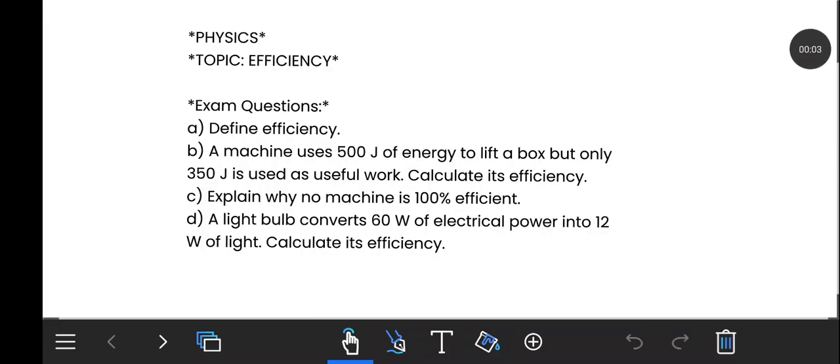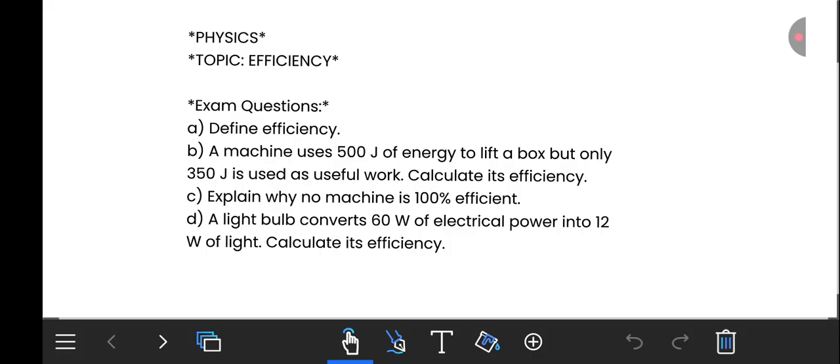Welcome to this session where we are looking at efficiency. This is the topic in physics, and we're going to answer these questions at the end of the coverage of this topic. These are exam questions which were asked. The first question was: define efficiency.